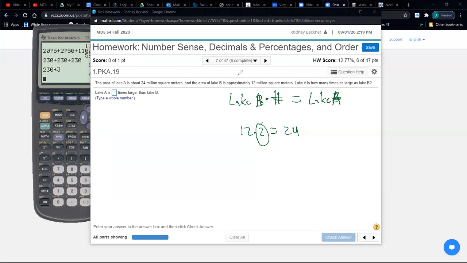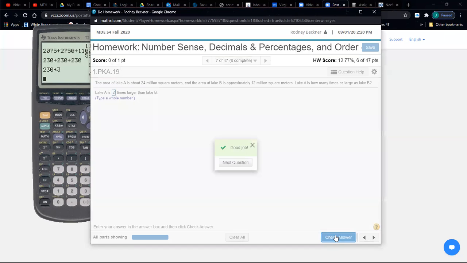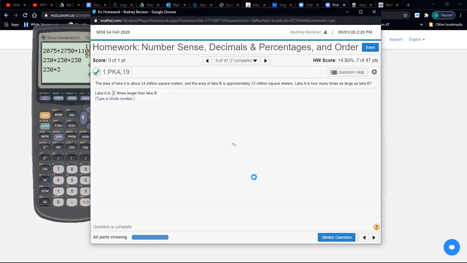But you got to divide them in the correct order. You got to do 24 divided by 12 in this instance. But who's to say it's not half as big? Maybe it is 12 divided by 24, depending on the wording. So you have to be careful. All right. So I don't know why that keeps doing that, but that's all right. So Lake A is 2 times larger than Lake B, and we got it right.